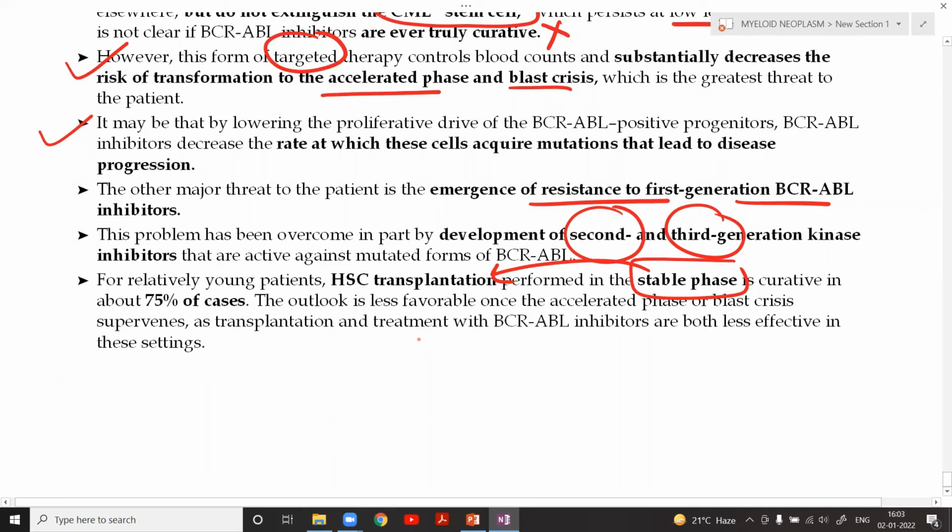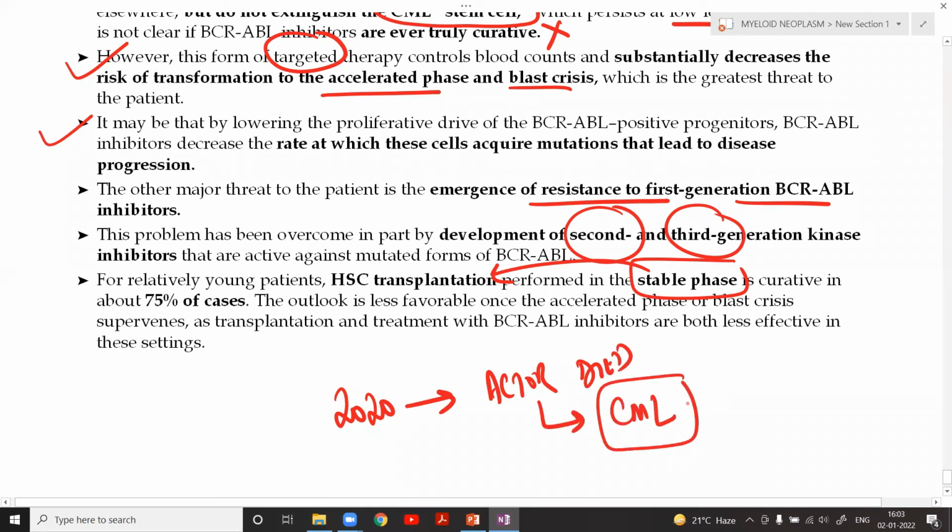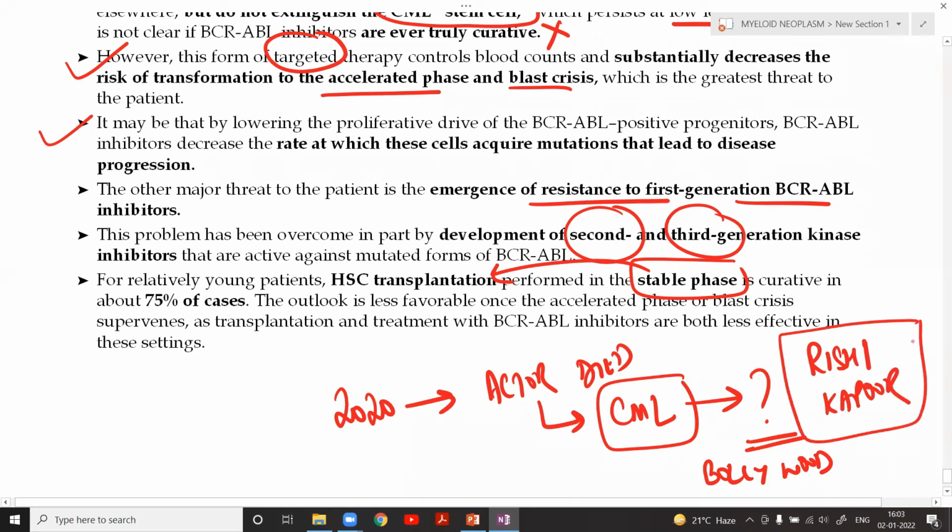Now I will ask you one very important question. Last year, in 2020, as I recall, one legendary actor died. And he died of CML. Can you name the actor? Very famous Bollywood actor. Rishi Kapoor. Yes, Rishi Kapoor was suffering from CML for a long period of time. I think he was 67 years old. So he had CML and he died of CML in 2020.